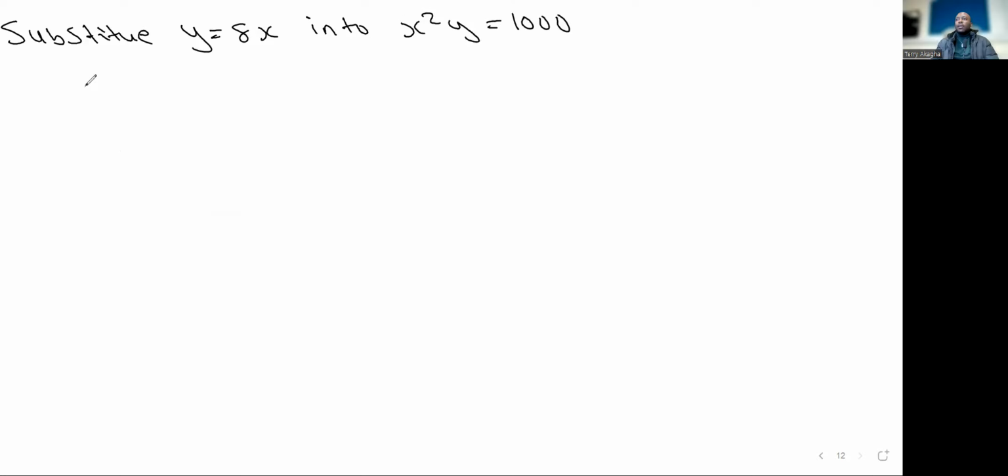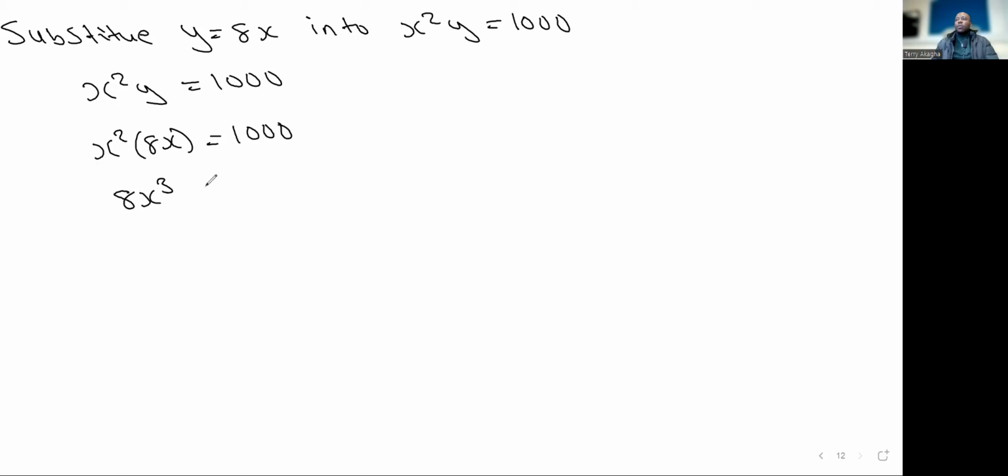So that means we had x squared y is equal to 1,000. Anywhere we see y, we put 8x. So it's going to be x squared times 8x is equal to 1,000. So it's going to give us 8x cubed equal to 1,000. So you divide both sides by 8. So you're going to have x cubed is equal to 1,000 over 8.